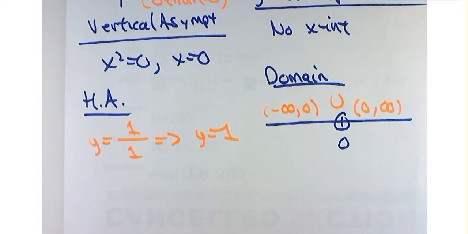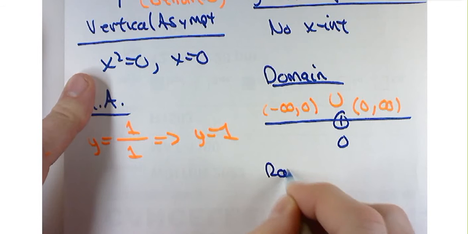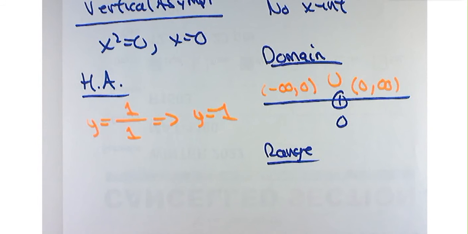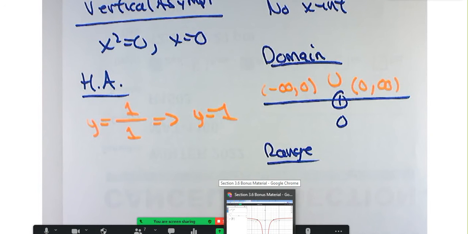For the range, you're probably going to want to look at the graph. It's not as clear what the range would be. The range is which coordinate of your graph on the coordinate plane.